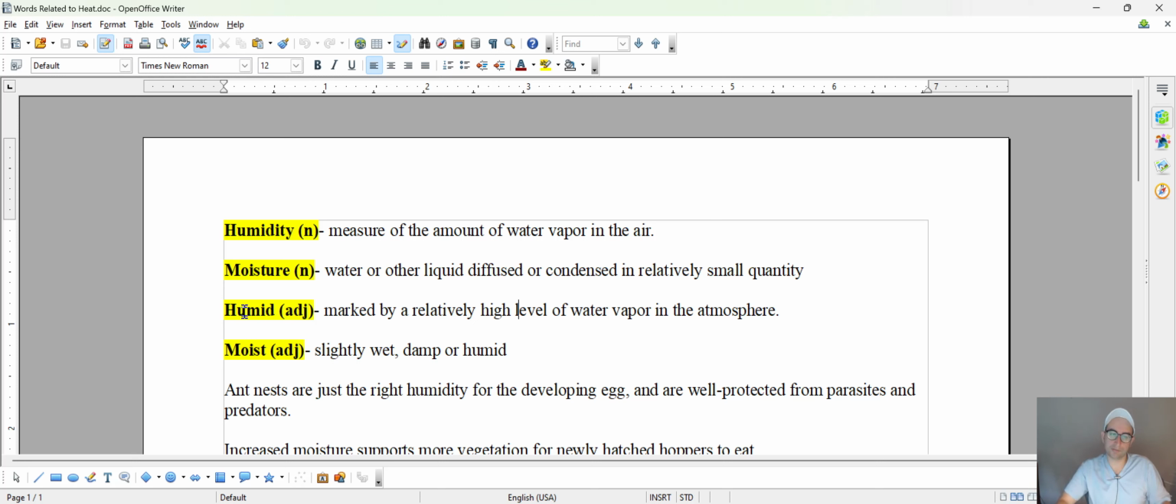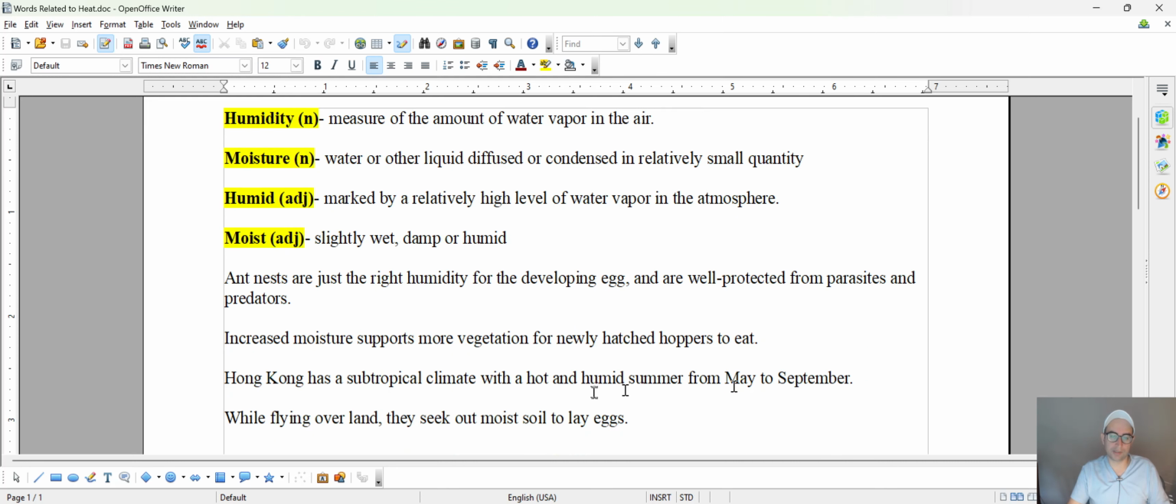Then you have 2 words closely connected to these 2 words. So you have humid, which is just the adjective form. So this is marked by or defined by a relatively high level of water vapor in the atmosphere. So again, if you have a lot of water in the air, this is tied to being humid, okay? So those conditions are humid. Then moist, kind of similar. So slightly wet, damp, or humid. See? They're kind of synonymous. They're synonyms. Now let's see how they're used in just some random sentences here.